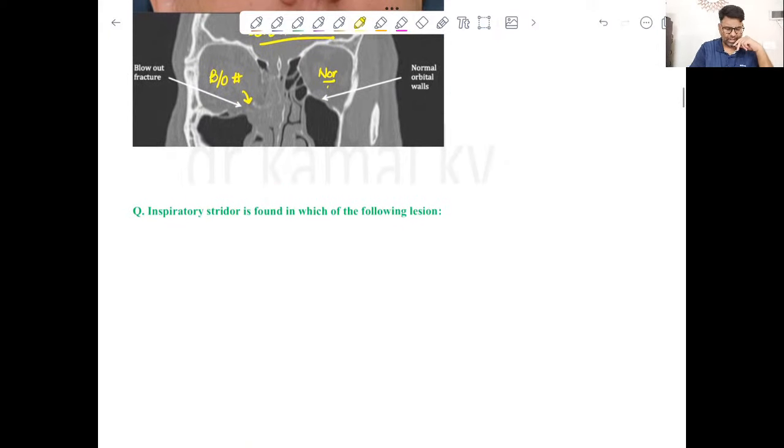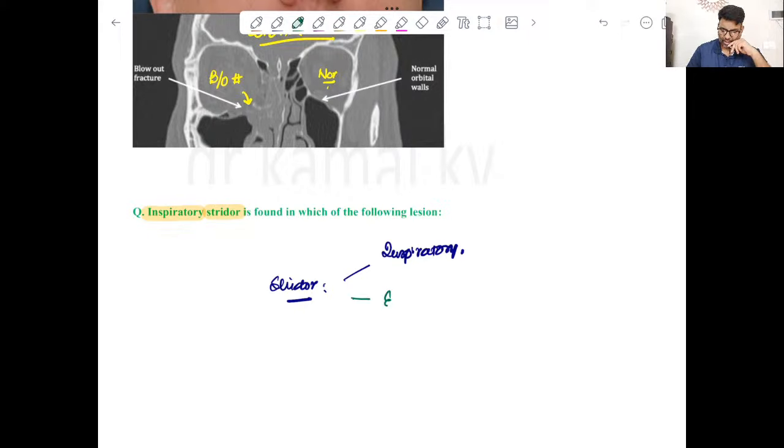Now while discussing the indication of high tracheostomy, we discussed that stridor of laryngeal malignancy is a common indication for high tracheostomy. So the question is about inspiratory stridor, because stridor can be inspiratory, it can be expiratory, and it can be biphasic. Biphasic means both inspiratory plus expiratory, right?